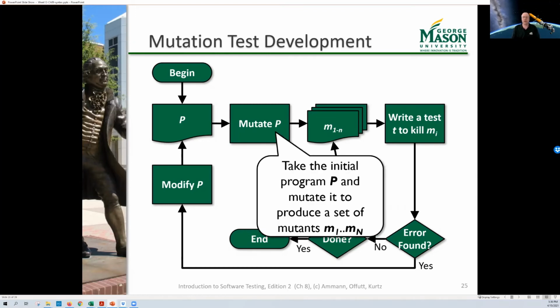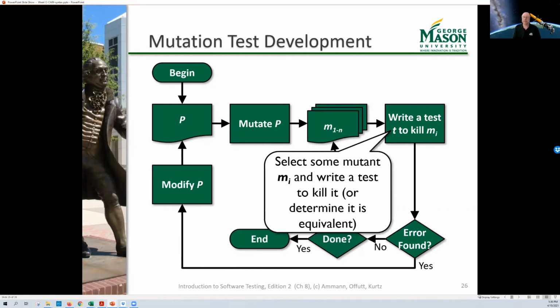And what we'll do is we'll take the original and we'll mutate it to produce a set of mutants, M1 through MN. And typically mutation testing is able to produce a lot of mutants. From that set of mutants, we'll select one. Doesn't need to be the first, doesn't necessarily matter which one we select. We're just going to select one. And we're going to try to write a test to kill it. And along the way, we might determine that it's equivalent and that we can't write a test to kill it. Either way, let's assume that it's not equivalent. We'll write a test that kills that mutant, passes on the original, fails on the mutant, we've killed the mutant.